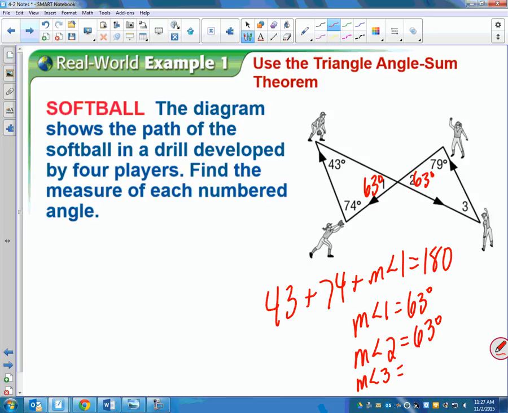How do I find angle 3? What's the triangle sum theorem that we just found out? What do we know? So 79 plus 63 plus angle 3 equals 180, right? I already wrote angle 3. So I'm going to say 180 minus 63 minus 79 to get that number there, right? I got 38.